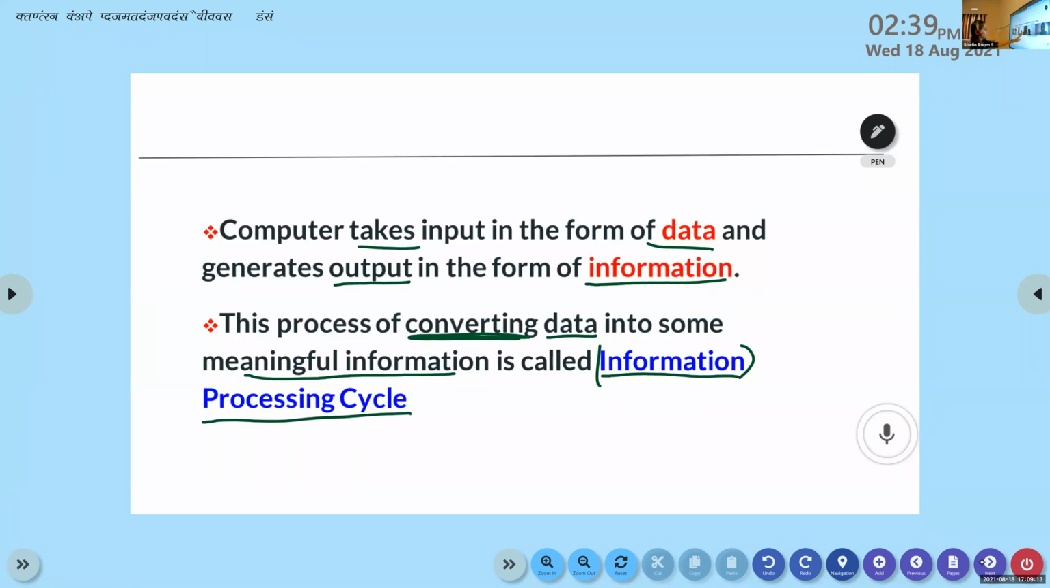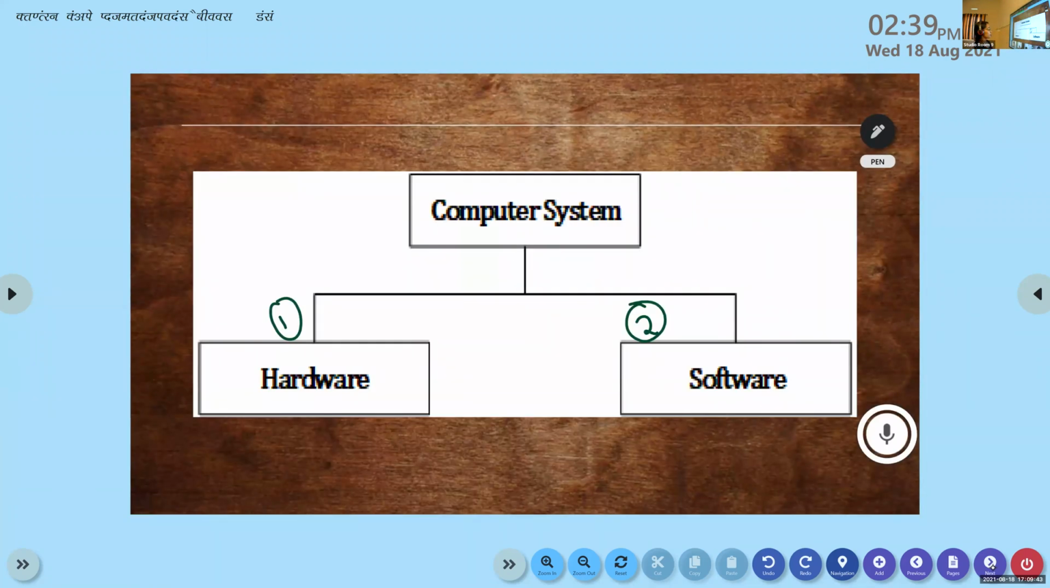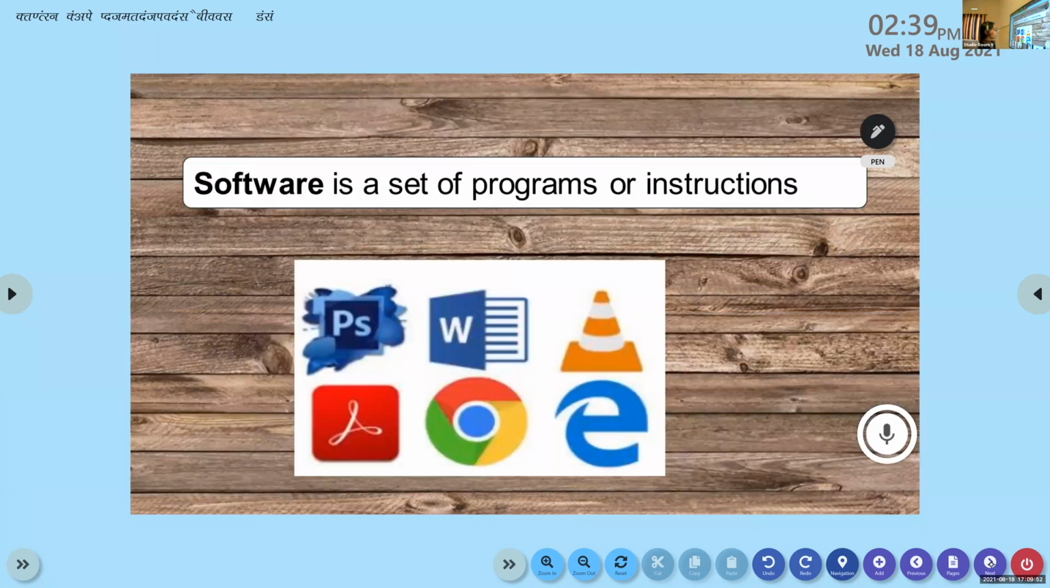Then we have learned about the information processing cycle. Computer takes input in the form of data and gives the output in the form of information, right? So the process of converting the data into meaningful information is known as the information processing cycle. And we have learned the two basic parts of a computer, hardware and software. Hardware are the physical parts of a computer that we can see and touch, and software are the set of instructions given to a computer to do a particular set of tasks.